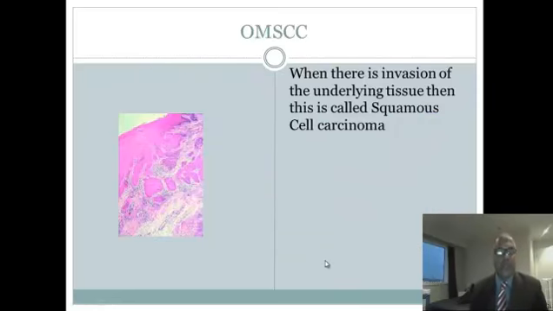Whereas when you compare that to this slide or photomicrograph, you see islands of epithelium that have drifted away from the surface epithelium, and this is frank invasion, and this is why we would then call this a squamous cell carcinoma.